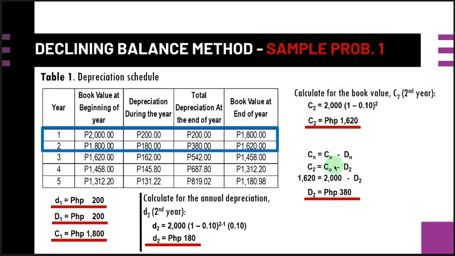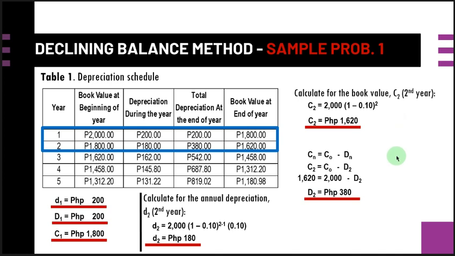The same calculation, procedure and formulas apply. You can calculate year 3, year 4, until year 5. You can check all these values until the useful life of 5 years. So that would be it for sample problem number 1 using the declining balance method. I hope this is already clear to everyone on how to use the declining balance method in constructing a depreciation table.